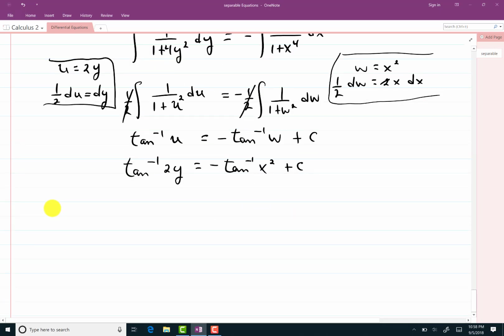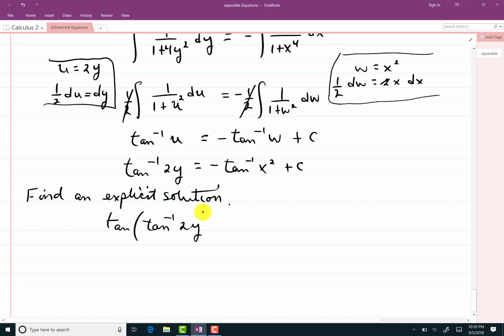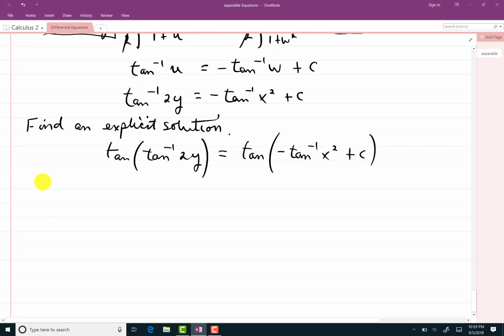This is fine as an answer, unless I ask you to get an explicit solution. So suppose we were asked to find an explicit solution. That means try to get y by itself. So one way to do that is to take the tangent of both sides. So on the left side, I'll get the tangent of arctangent of 2y. And on the right side, I'll get tangent of negative arctangent of x squared plus a constant. The left side is easy. I'll get 2y.